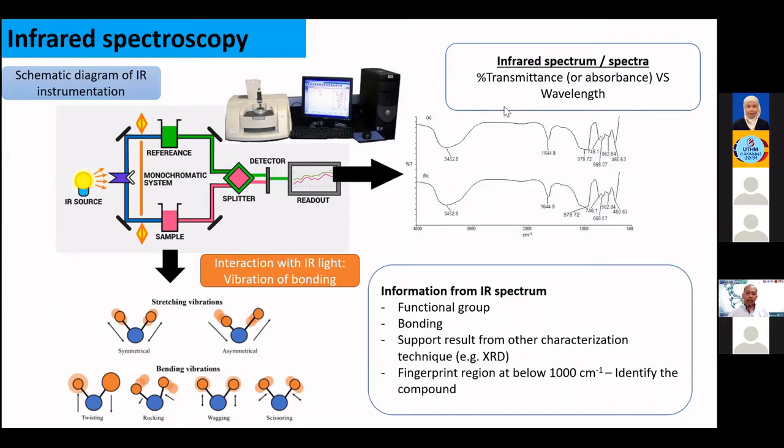And this is an example of IR spectra. Okay, because there are one or two spectra here. I think this one is for the zeolite also, because there are some peaks here.